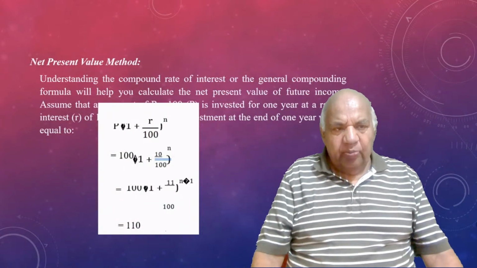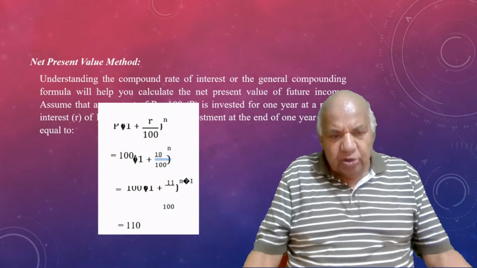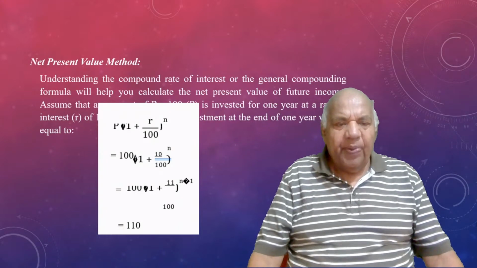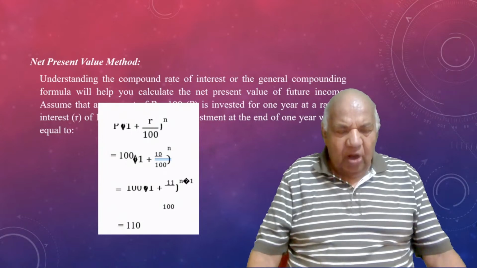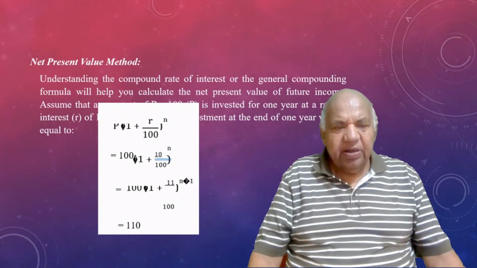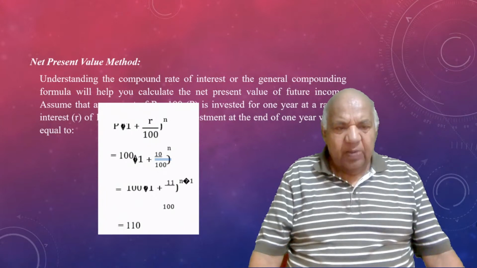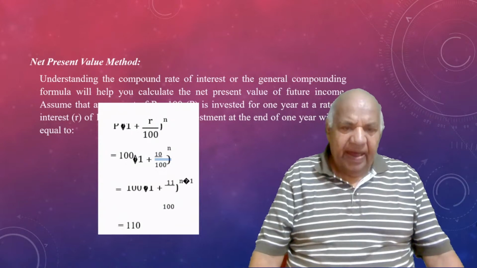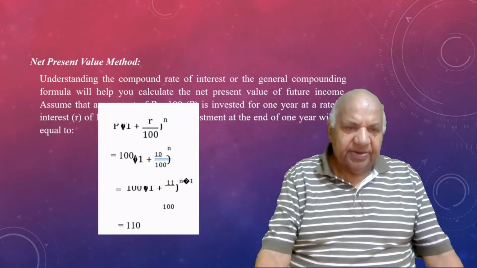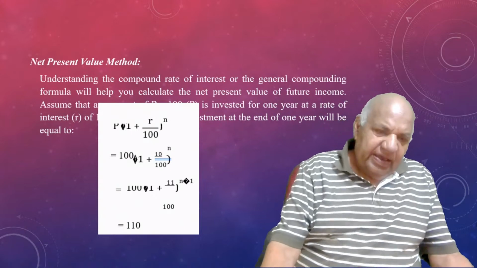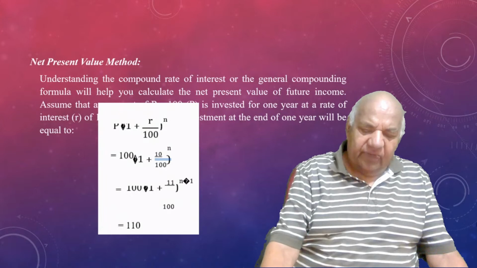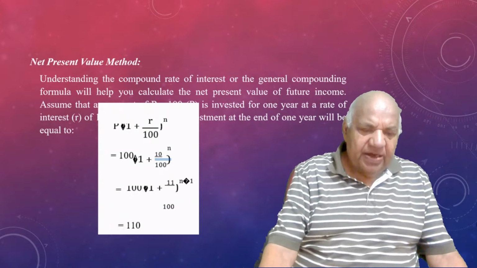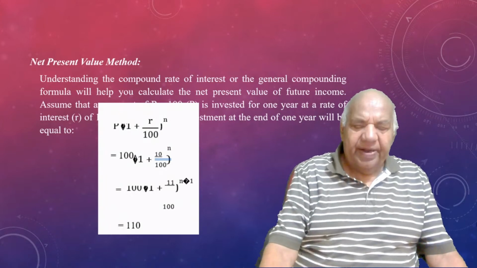Net present value method, which is actually based on the compound interest formula. The formula for compound interest is principal multiplied by (1 plus r divided by 100) raised to n. This is here. For example, if we invest rupees 100 for 1 year at 10% rate of interest, then after 1 year this 100 will become 110.